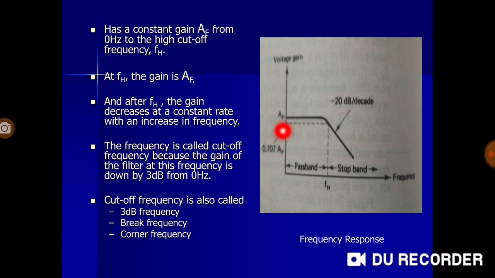For frequencies up to a certain value, when f is less than fh, the gain is up to a certain value Af. When f is equal to fh, at this point the value is 0.707 of Af. And after this, when f is increasing beyond fh, we see that Vo by Vin is gradually falling. So this is what we talk about.